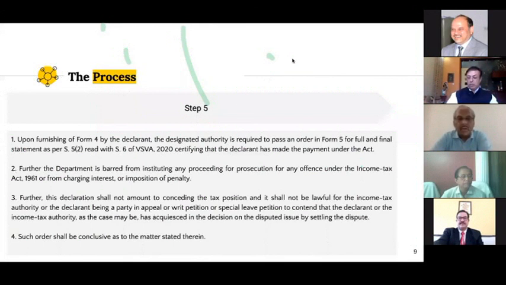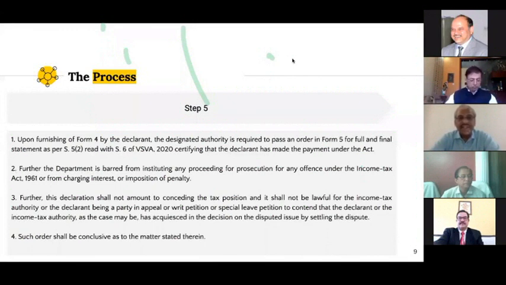So far as withdrawal of the appeal before the Honorable ITAT is concerned, once the declaration is filed and a certificate under 5.1 determining the tax is issued, that will automatically lead to withdrawal of the appeal before the ITAT. But so far as withdrawal of the appeal before the Honorable High Court is concerned, we will have to move an application before the Court, and a copy has to be given to the designated authority. Now, this brings us to the last and concluding step: after furnishing of Form 4, the designated authority is required to pass an order in Form 5 for full and final settlement.